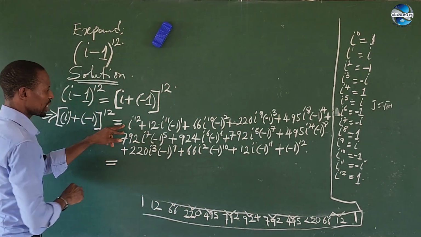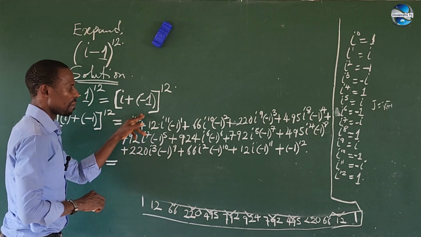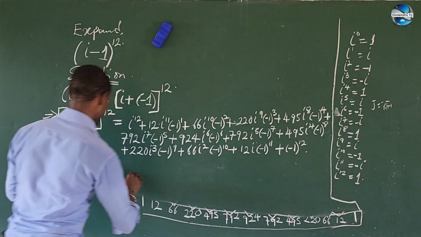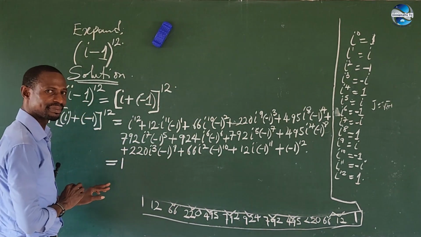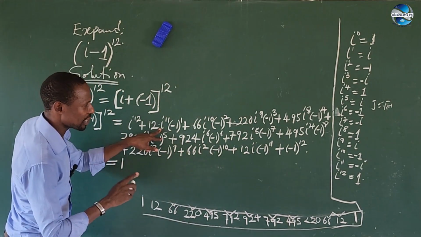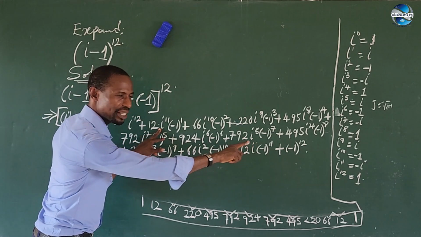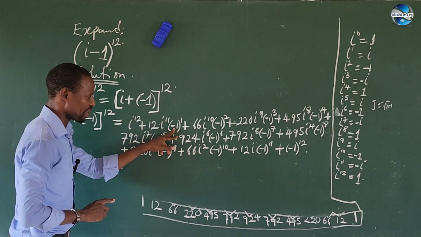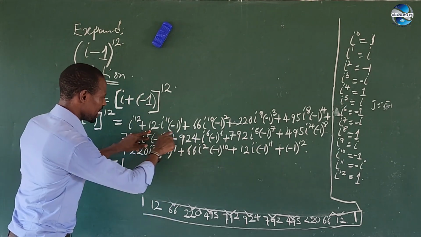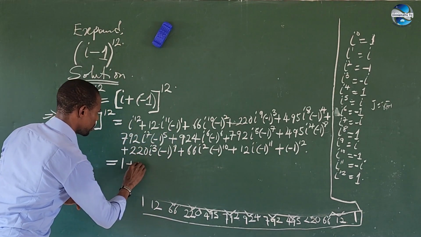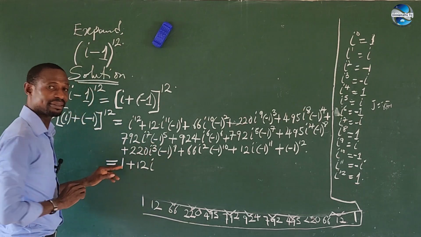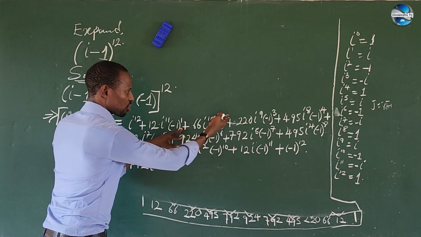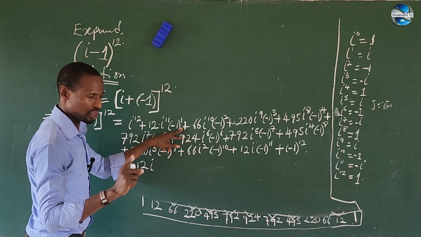What is iota to the power of 12? Look at it here, it's equal to 1. So we have this to be 1. Then iota to the power of 11 is minus iota, and here we have minus 1. So minus times minus will give us plus, so everything here will give us plus 12 iota. We come to the other side now. Minus 1 to the power of 2 will give us plus 1.